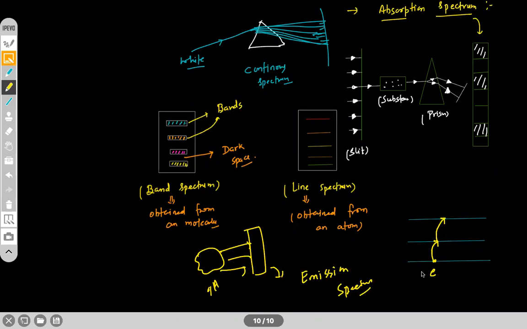Okay, so band means we have a band of light and it is separated by a thick dark line. Line is exactly the opposite of it. We have a line of wavelength separated by a thick dark space. That is the line spectrum.